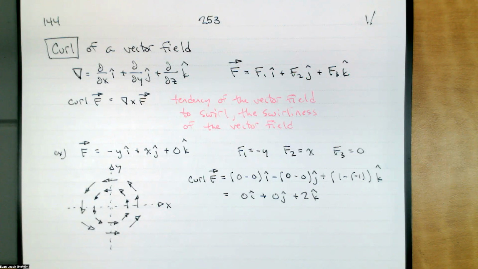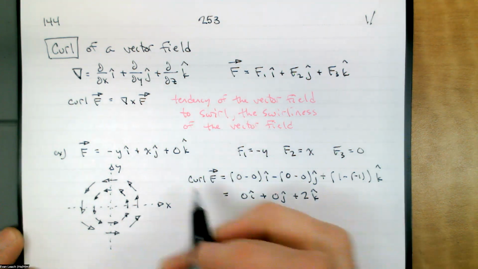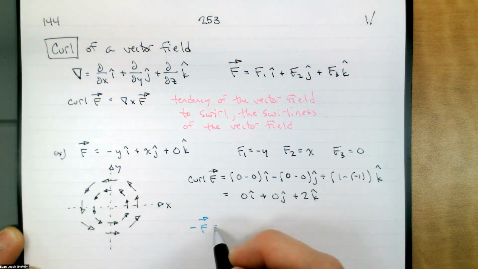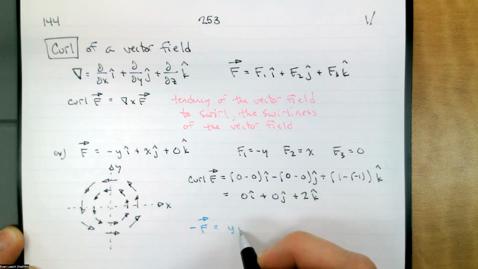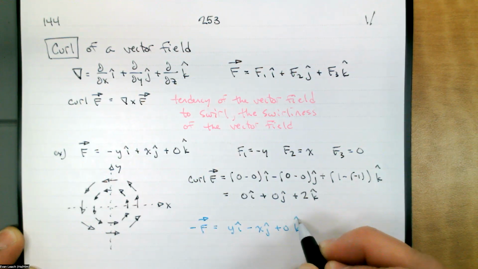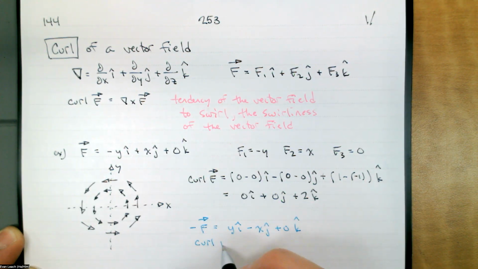No, clockwise. So, this is as expected. The swirliness is going counterclockwise, and if we go counterclockwise with the right-hand rule and a cross product, it's going to go up, and that's what's happening. Furthermore, if I multiply by -1 and do positive yi minus xj minus 0k, which is the same, then the curl of f, just by properties of cross products, is going to be -1 times the curl of negative f.